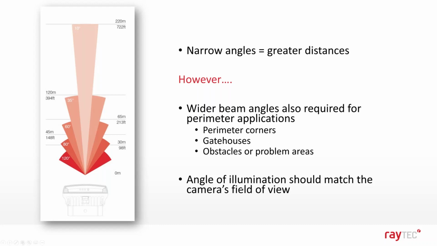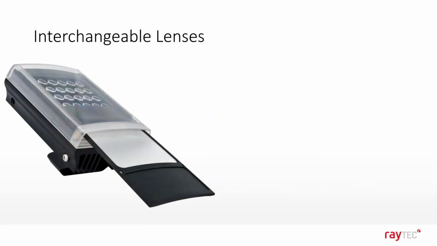And we can see the image on the left. This is one of our small 25 watt Vario units. We can see the different angles available and the distances that it achieves with each of those angles. So one of the features that the Vario has, physically, is interchangeable lensing. That means that you can change the angle to match the field of view of the camera lens, as talked about, how important that is.